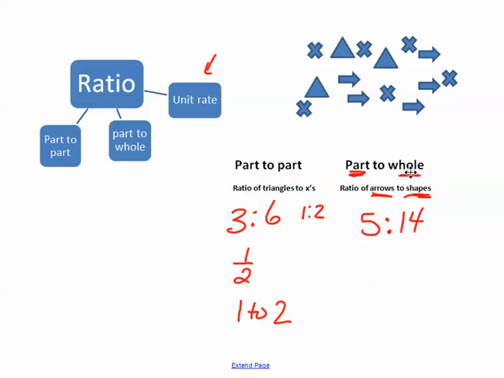Remember, when you're looking at part to whole, you have to count whatever that part is inside of the whole. So my 3 different ways of writing this are 5 to 14, 5:14, or the fraction 5/14. If you need to, go ahead and pause the video and make sure you write all of this down. And look, that 5 to 14 can't be simplified, so that's its simplest form. Pause the video if you need to and come back.